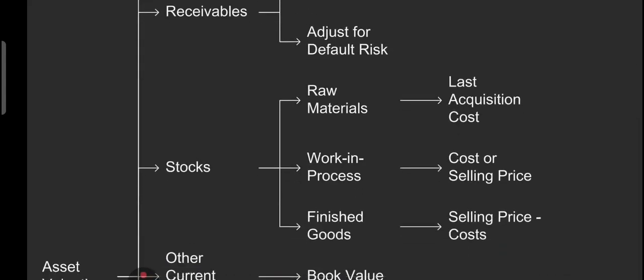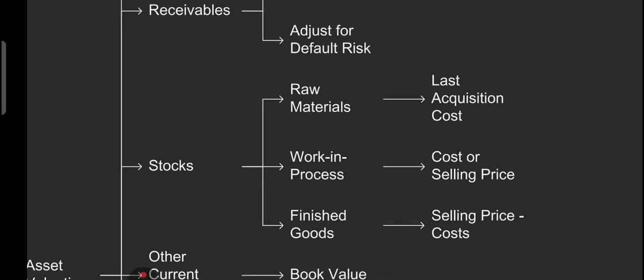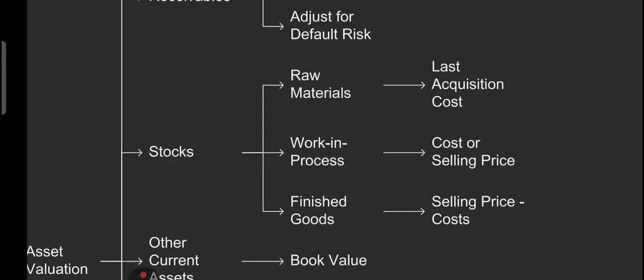Then we have the stocks, which is very important. A stock here means inventory. A stock is valued differently based on its production stage. There are different production stages of stock or inventory. The first is called raw material. It is valued at the last acquisition cost, meaning what it costs to purchase them. That is how the asset valuation of the stock in raw material is done.